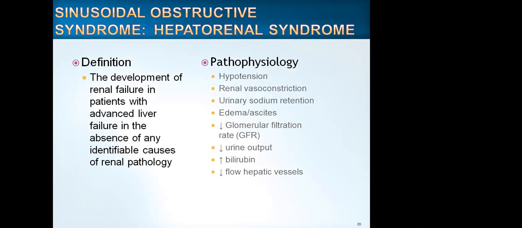Also, this can lead to hepatorenal syndrome, the later stage. It is the development of renal failure in patients with advanced liver failure in the absence of any identifiable cause of renal pathology. So the physiology: hypotension starts, renal vasoconstriction occurs, urine sodium reduction happens, edema and ascites develop, GFR decreases, urine output decreases, bilirubin goes up, and hepatic blood flow decreases.